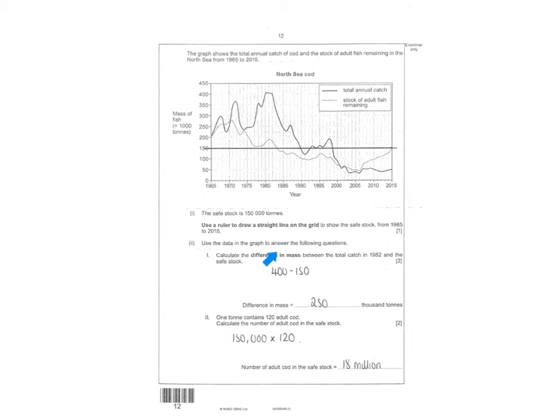Use the data in the graph to answer the following questions. Calculate the difference in mass between the total catch in 1982 and the safe stock. So if we go up to 1982, we go up, go across and it's 400,000. We take away our safe stock, which is 150, which gives us 250,000 tonnes. 1 tonne contains 120 adult cod. Calculate the number of adult cod in the safe stock. So we're going to do 120 times the 150,000 tonnes, which gives us an answer of 18 million.